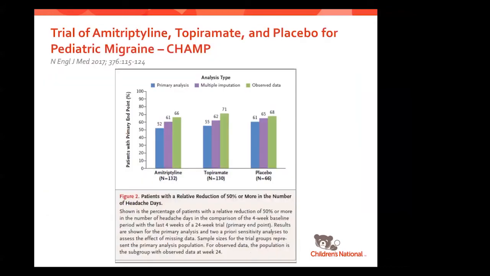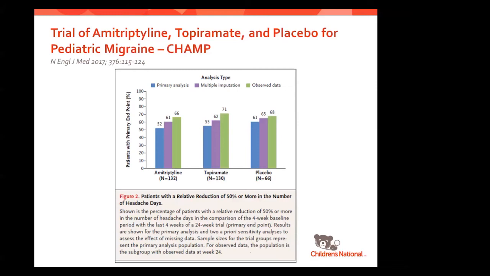So I think this is, to me, the most important slide and the most important headache study that's ever come out. The NIH published the CHAMP study in 2017 in the New England Journal of Medicine. This trial looked at patients between 7 and 17 years of age who were randomized to lifestyle modification, the hydration, exercise, sleep, and diet goals I shared with you earlier. They did that for 1 month, and after 1 month were given either placebo, amitriptyline at 1 milligram per kilogram, or topiramate at 2 milligrams per kilogram.